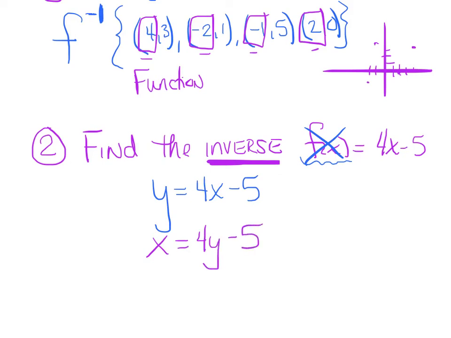And lastly, I just have to solve for y. Just some nice easy steps. How would you move the 5 over? Well, I would add it. X plus 5 equals 4y. And then lastly, divide by 4.